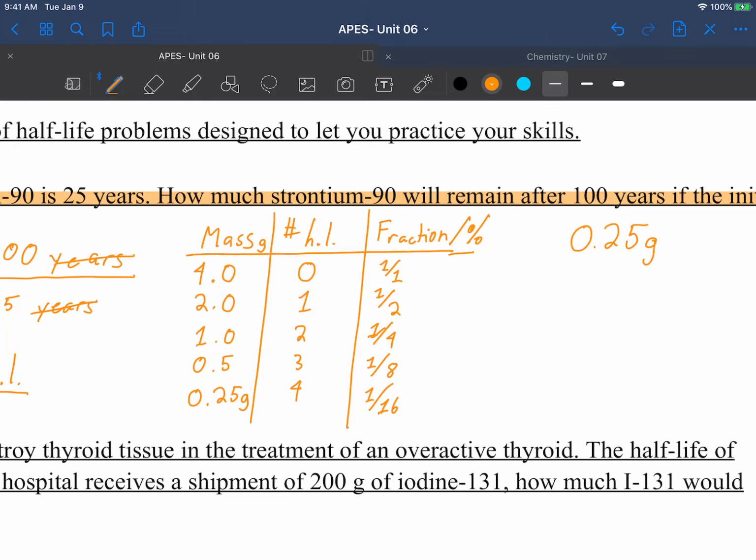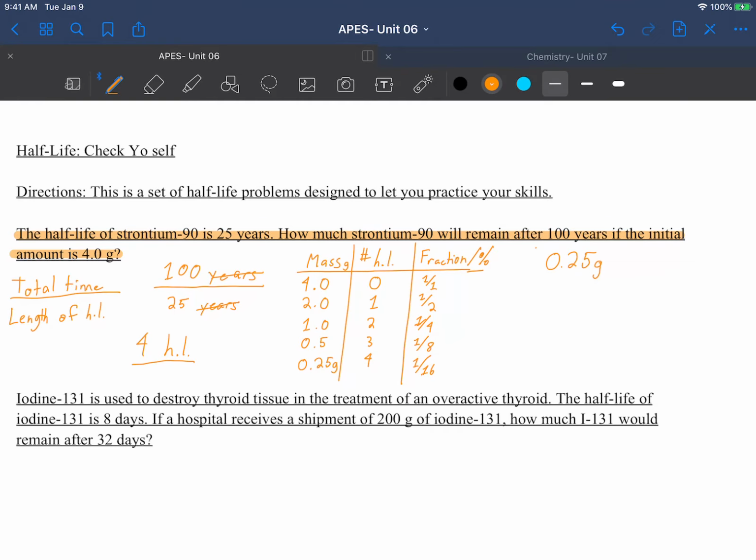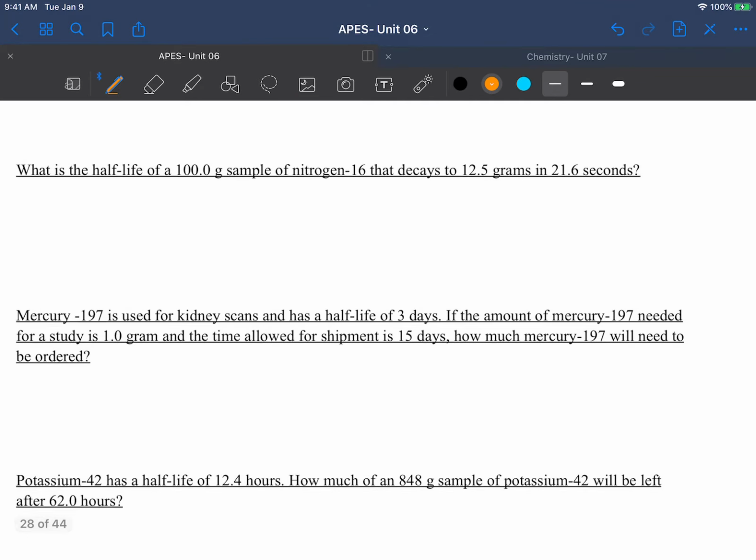Now, this is why I like to include the fraction part, because now I can go ahead and check. If 0.25 grams is 1/16 of my starting amount, in this case 4.0 grams, I'm good. I've done my math correctly. So what I can do is I can do 4.0 divided by 16, and it will come out to 0.25 grams. So I am correct. 0.25 grams, and it's a present, so put it in a box. Nice. Let's scroll down and pick another one.